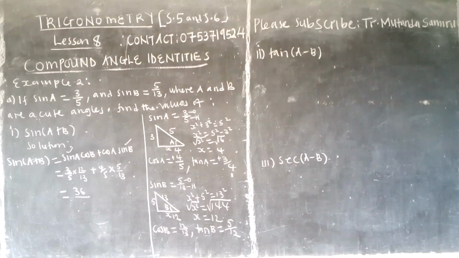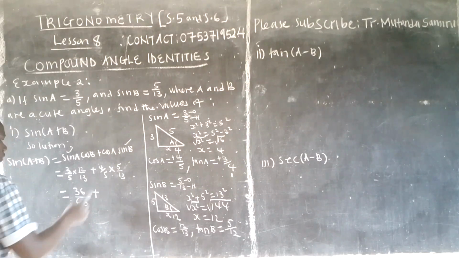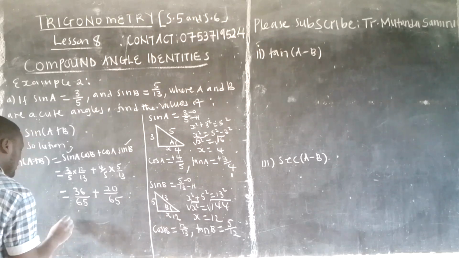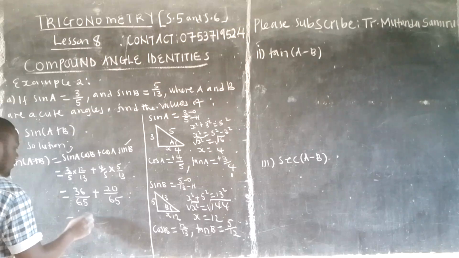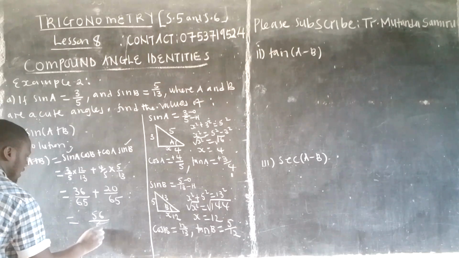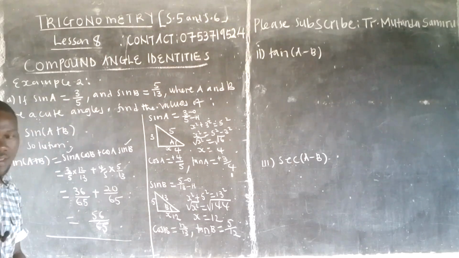13 times 5 will give us 65, plus 4 times 5 is 20, but over 65. So now, finally, when you add, these have the same LCM, so you just add the numerators. That will be 56 over 65. Use a calculator to add that up, and you see that that will be our final answer to find sin(A + B).